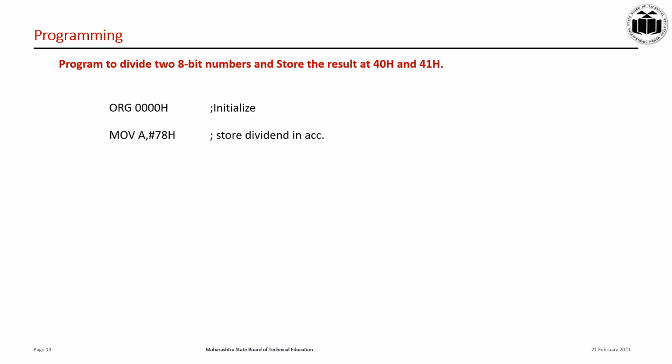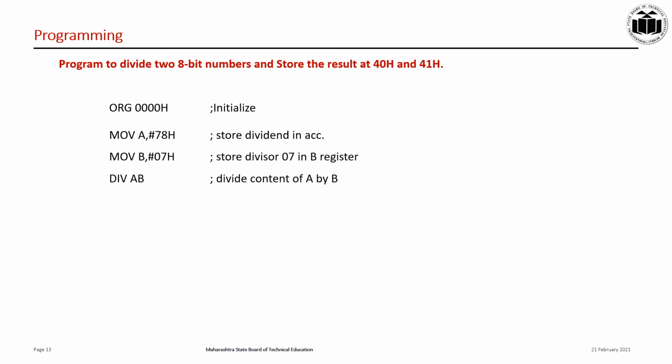ORG 0000H. MOV A, #78H. This will store value 78H in accumulator. MOV B, #07H. This will load 07 value in B register. DIV AB. This instruction will divide the content of accumulator by the content of register B.